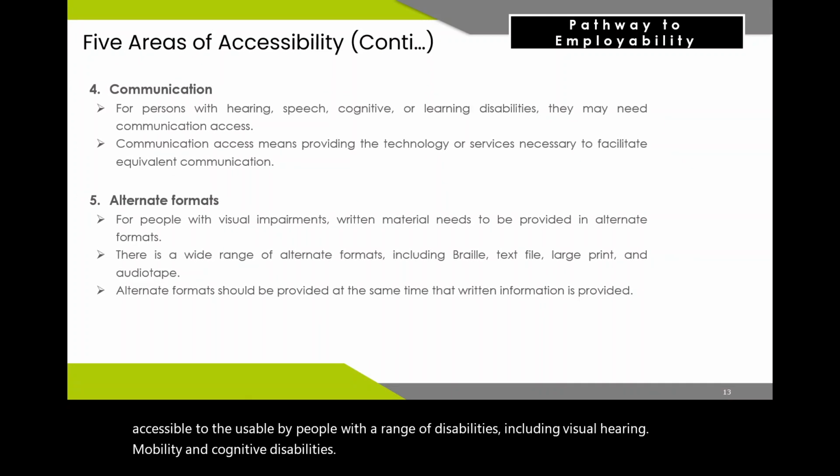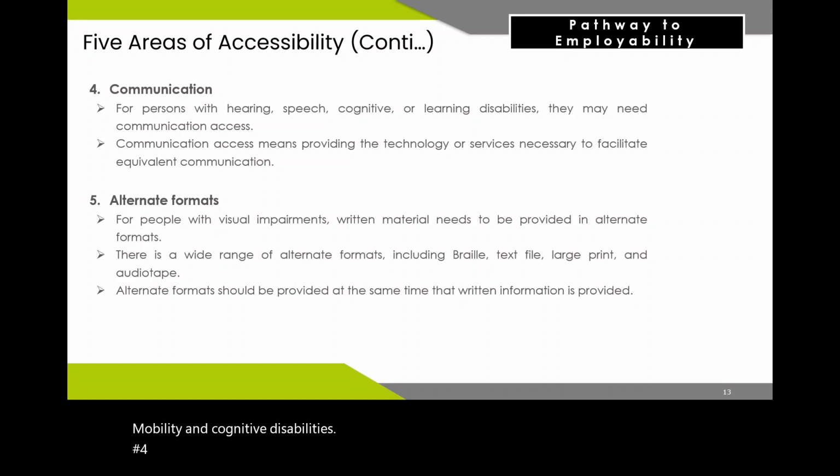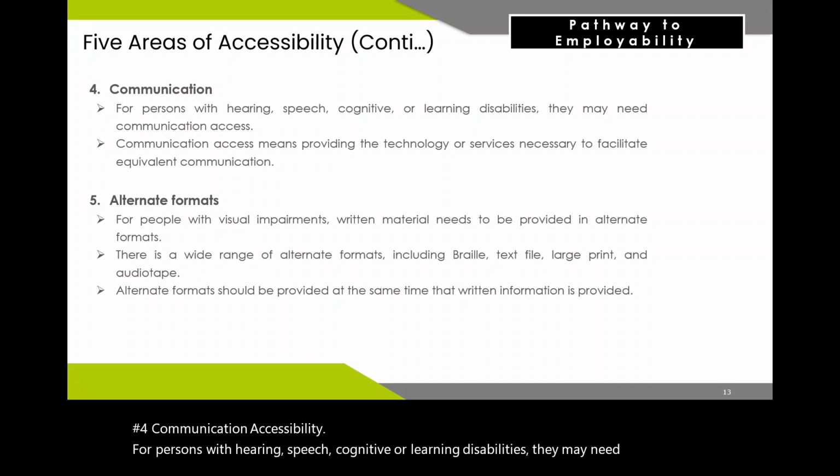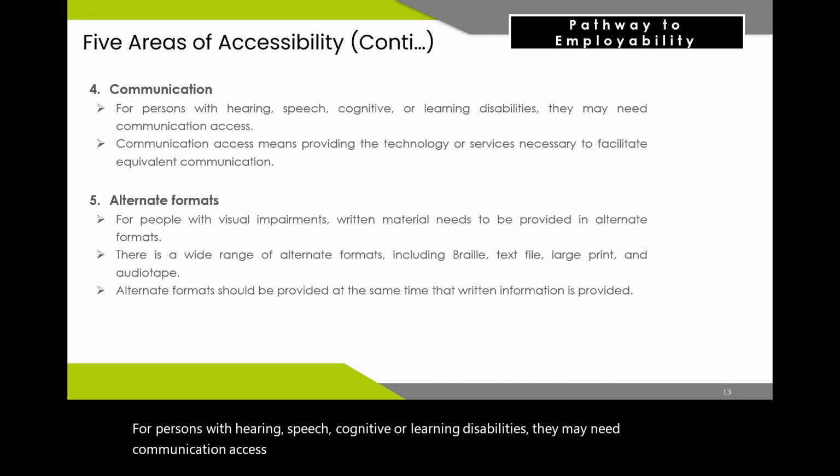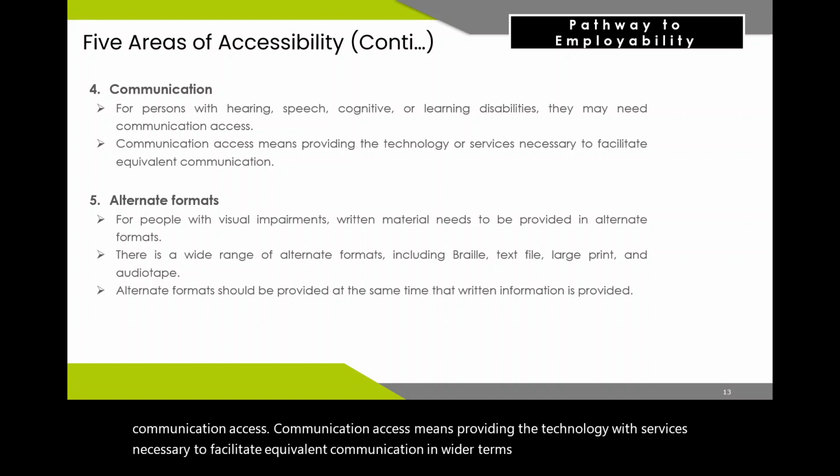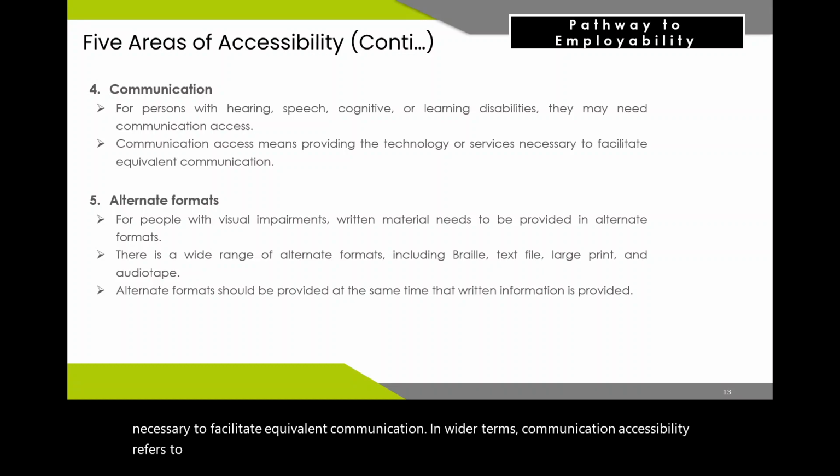Number 4. Communication accessibility. For persons with hearing, speech, cognitive, or learning disabilities, they may need communication access. Communication access means providing the technology or services necessary to facilitate equivalent communication. In wider terms, communication accessibility refers to making communication more accessible to people with disabilities, including those who are deaf, hard of hearing, blind and visually impaired.